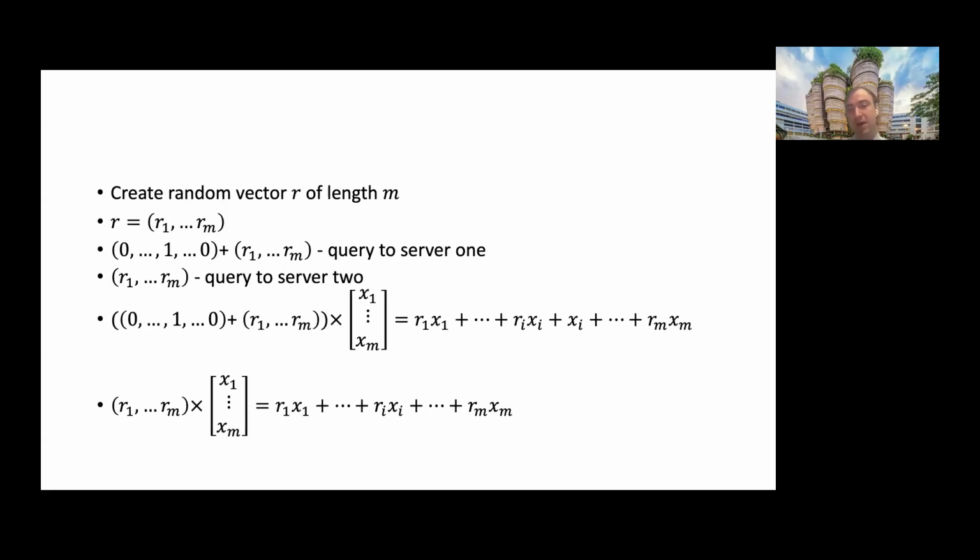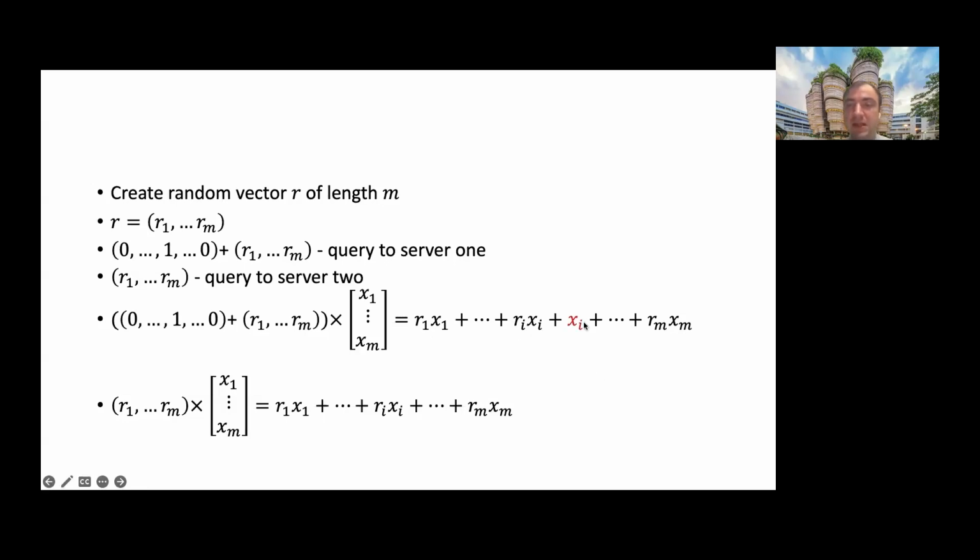R equals R1 till Rm. As a query to server 1, we can send just the sum of the indicator vector of the file of interest and this random vector. And as a query to server 2, we can just send the random vector. And as a result, we ask each server, as before, to find the scalar product of the query with the database vector. And you can see the result of these queries here.